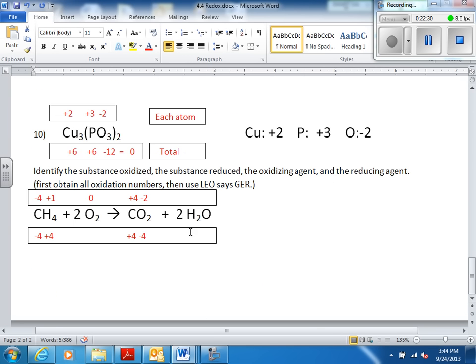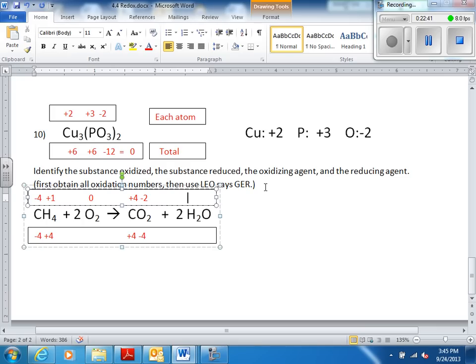Let's see if this adds up to 0. By the way, you ignore the coefficients when you're doing this because the coefficients don't change your oxidation numbers. It just says you have more waters, not that the oxidation numbers of the waters are different. So H is +1, O is -2. I have 2 +1s, which is +2, and only one O, which is -2. -2 plus 2 is 0, so this works.